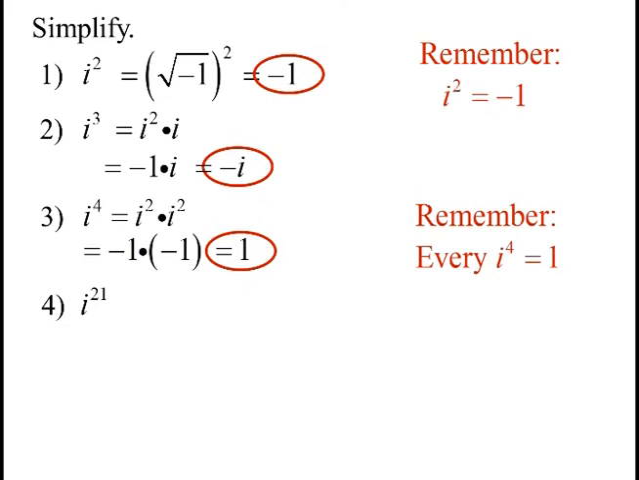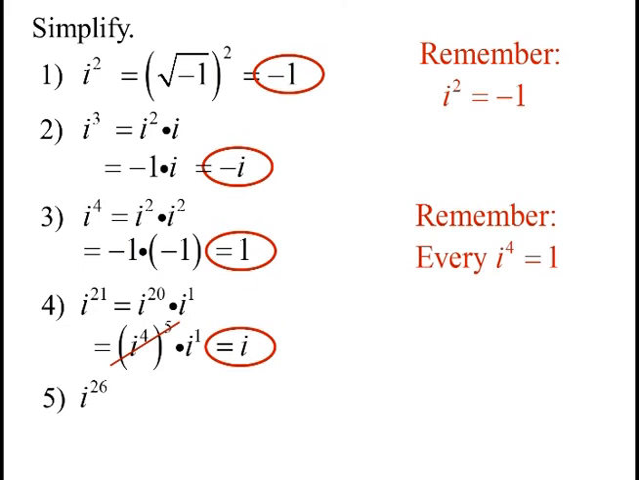Now let's step it up and look at i to the 21st. Remember, every 4 i's is 1. So if I broke this up into i to the 20th times i to the 1, all those i's, because every 4 i's is 1, 1 to the 5th is 1, that all just drops out. So all you're left with is i. Let's look at i to the 26th. How many 4's go into 26? 6 4's. So those 6 i to the 4th are all going to drop out, and you're going to be left with i squared, which is equal to negative 1.